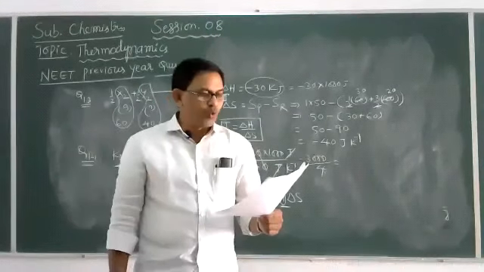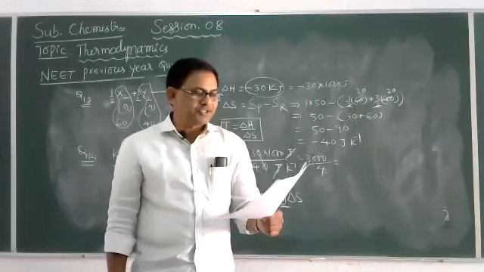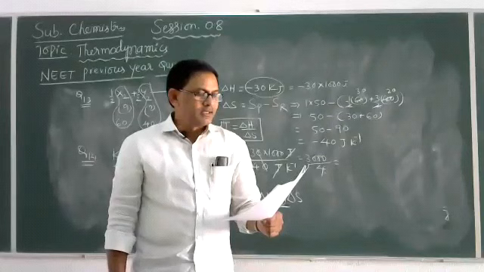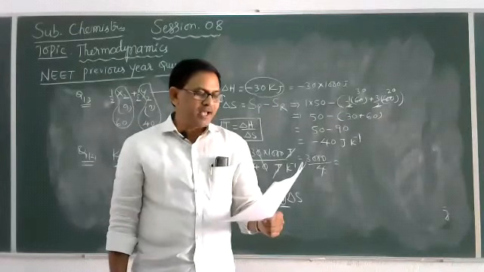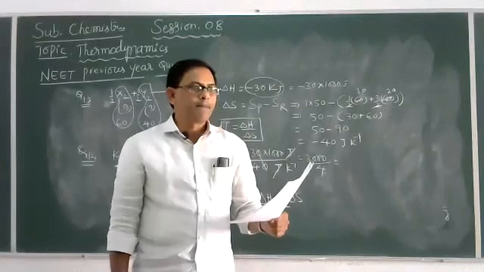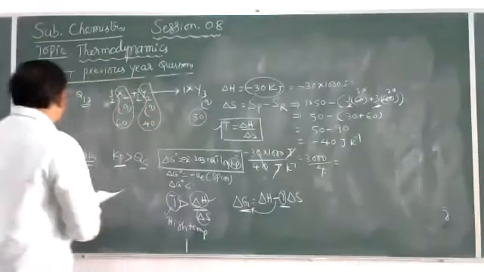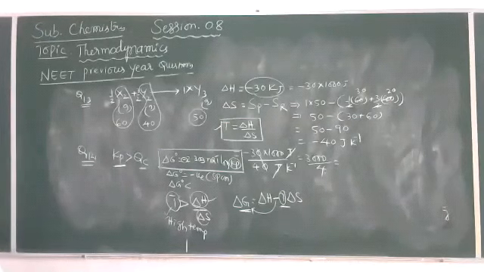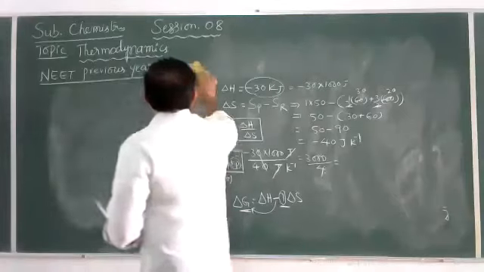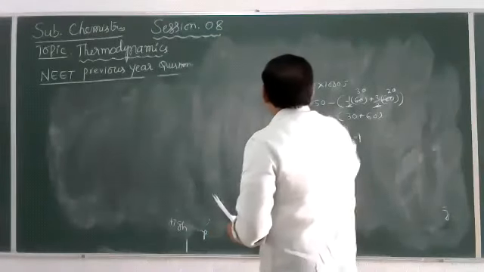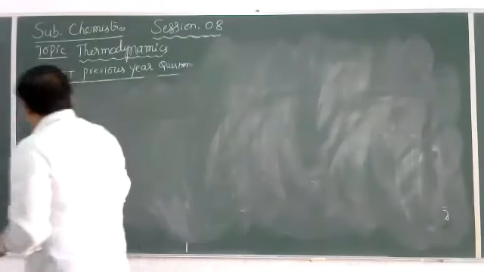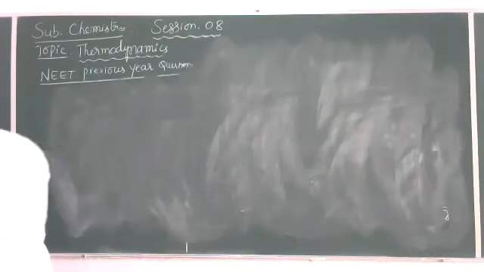Question number 16. For vaporization of water at 1 atmospheric pressure, the values of delta H and delta S are given. Find the temperature when the Gibbs energy change for this transformation will be 0. Gibbs energy change equal to 0 means the process is at equilibrium. Then calculate the temperature. Question number 16.